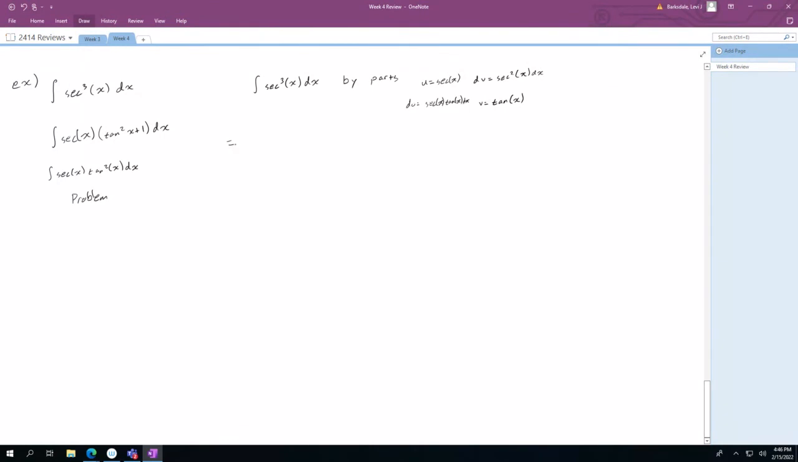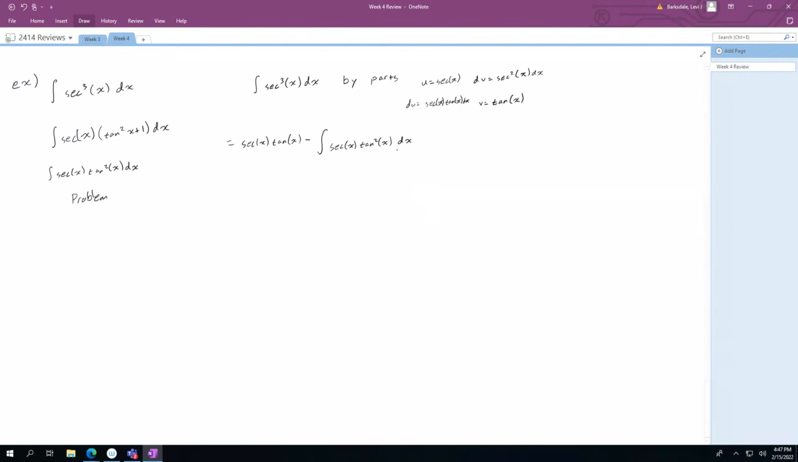Which means that this integral is now u times v minus the integral of v du. So this is secant of x tangent squared of x. And you'll coincidentally know that this is actually the same problem we ran into here, right? But we're already doing integration by parts, so we might as well do it again, right?